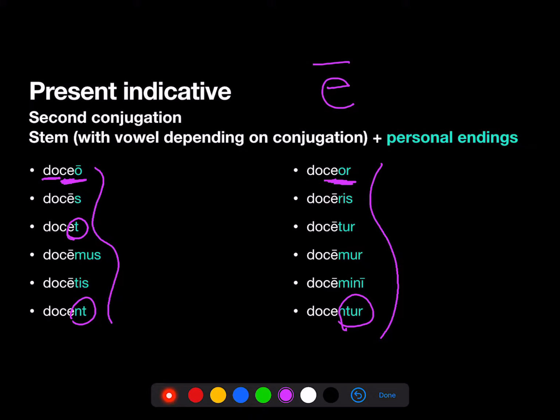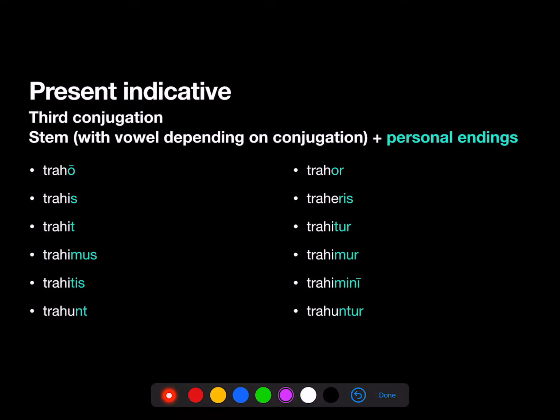Third conjugation, its vowel is short E, and that's the problem with the third conjugation, that short E is unstable. So it disappears before the o and or endings. It changes to a short I in many of the other forms, to a U before the final nt and ntur of the third person plural. In fact, the only place where we actually have a short E is here in the second person singular of the passive, traheris, you are being dragged.